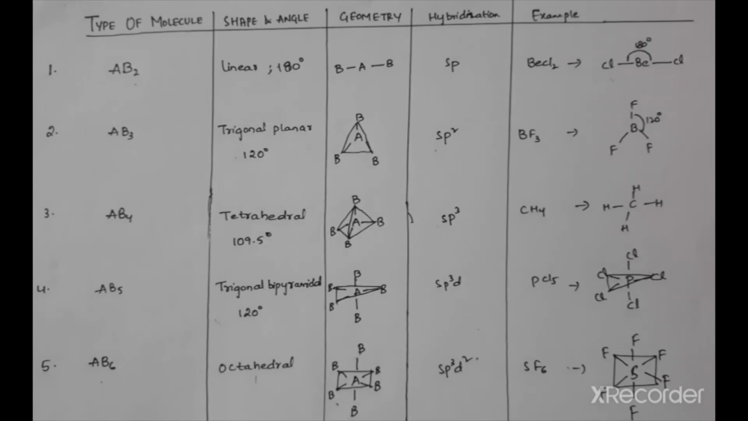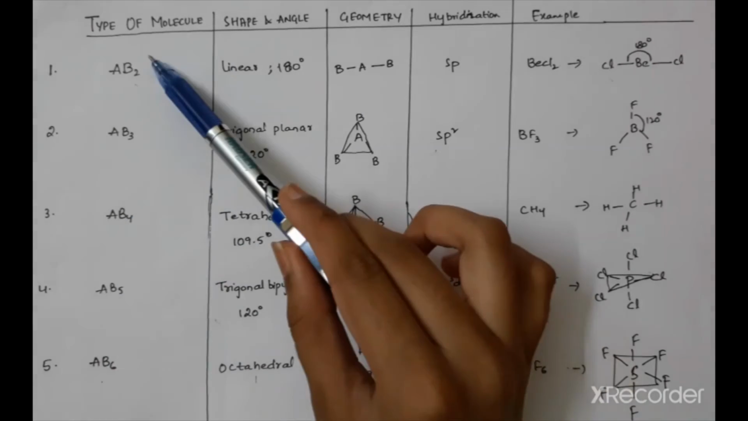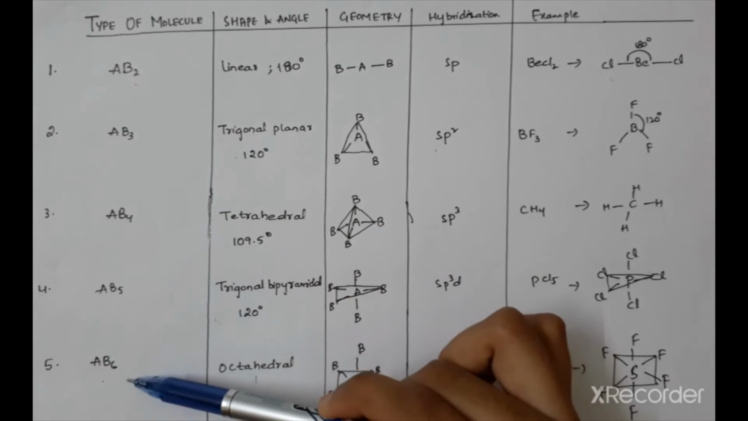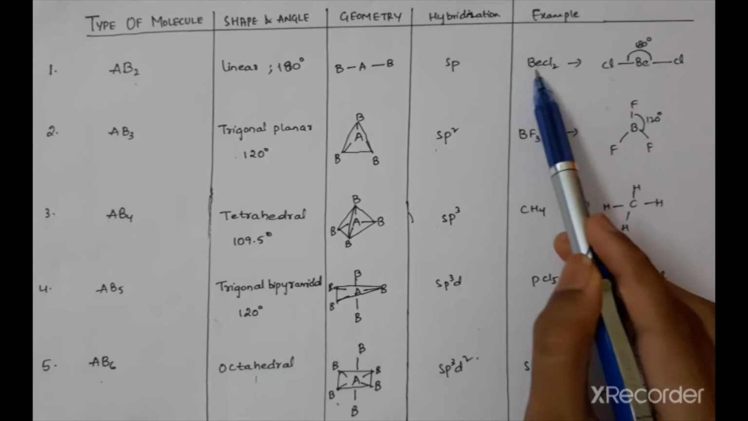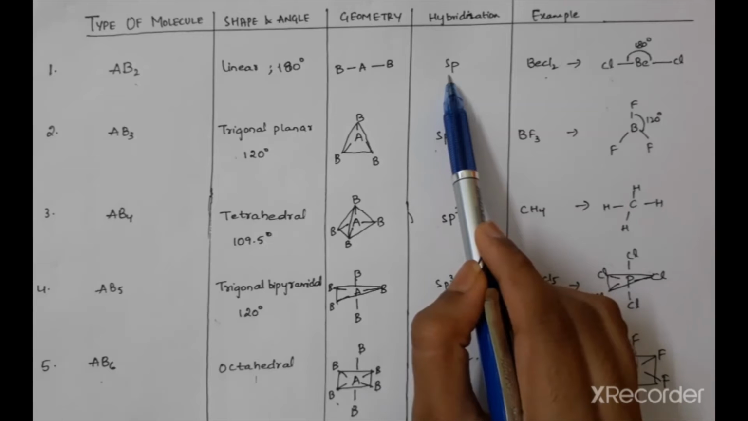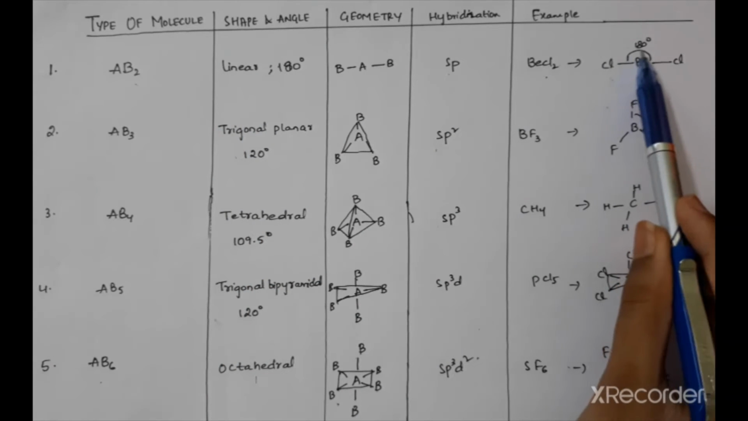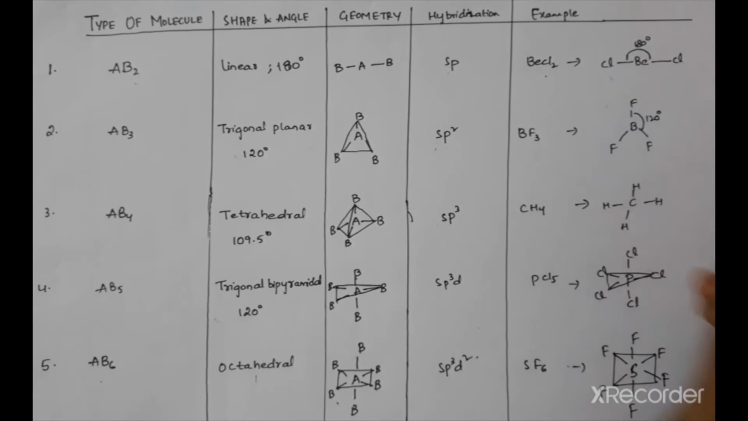Now the most important topic of this chapter is geometry of molecules. If you observe here, the molecules that I have given have no lone pairs on central atoms. And there are 5 types of molecules: AB2, AB3, AB4, AB5 and AB6. Examples are BeCl2. It has sp hybridization and linear shape. You can see here BeCl2, the bond angle is 180 degrees.